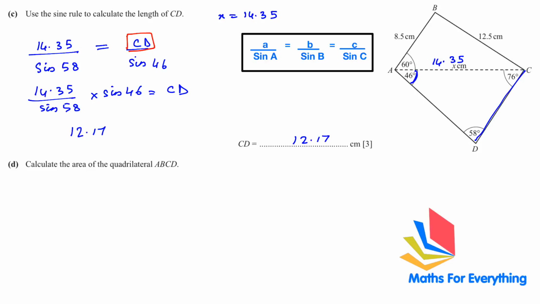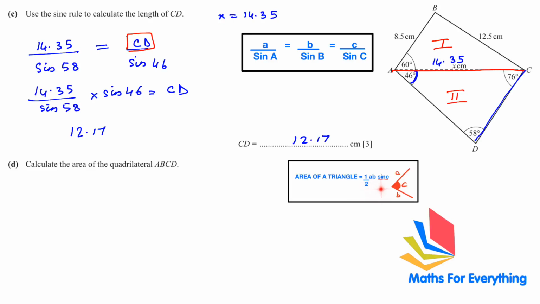Moving on to the next part of the question. Calculate the area of the quadrilateral ABCD. So we need to find this whole area. We can break this into two parts, area 1 and area 2. You can see that both of them are triangles. So what is the rule to find the area of a triangle if it's not a right angle triangle?